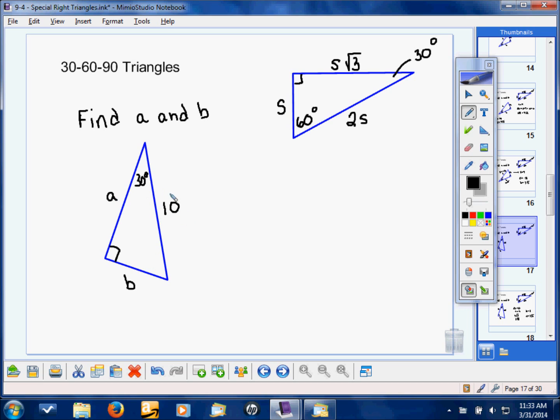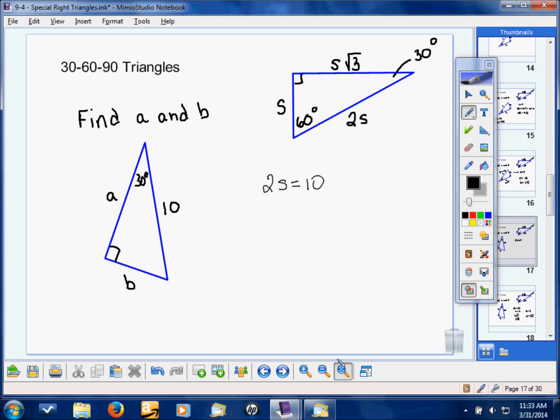And we're given this side right now. On our template, Frankie, which side is the 10? Is it the S, the 2S, or the S square root of 3? 2S. So 2S is 10.